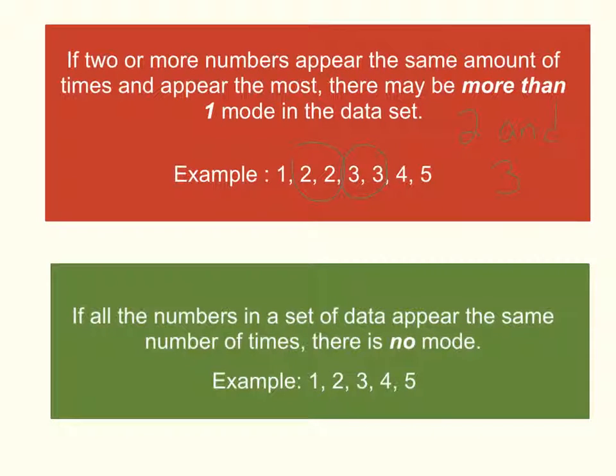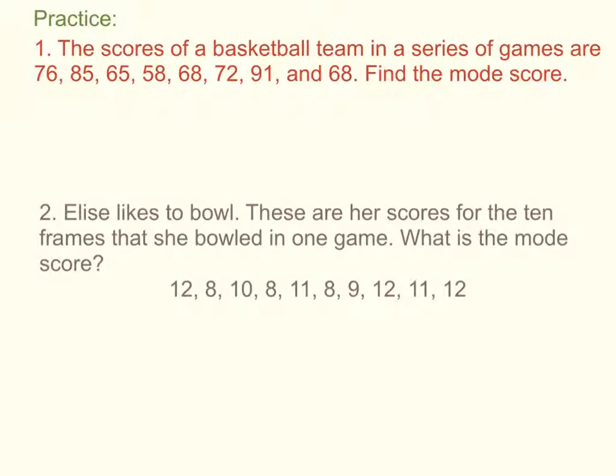Also, if all of the numbers in a data set appear the same number of times, there can be no mode. So for example, if we have 1, 2, 3, 4, and 5, it's clear to see that there is no mode because no number appears more than any other. Here's some more practice. Pause the video and try these on your own, and then after we'll go over it together.